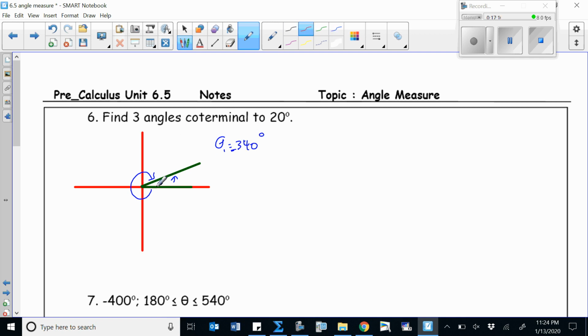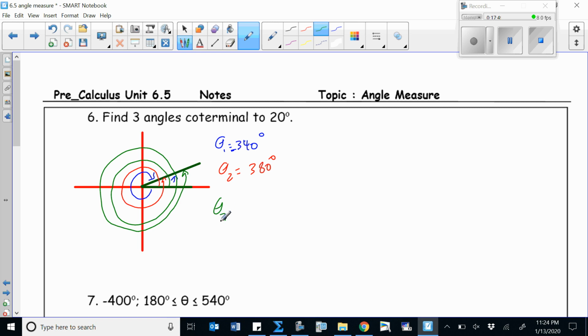The other one could be, if I move from here, go this way, and then stop at this point. So it's 360 plus 20. So theta 2 is 360 plus 20, 380. And then another one could be this. For example, I start from here, and then this is one circle, and then I continue another circle, like 2 360s, and then stop at this point. So theta 3 is 360 plus another 360 plus a 20, which will be 720 plus 20, 740.